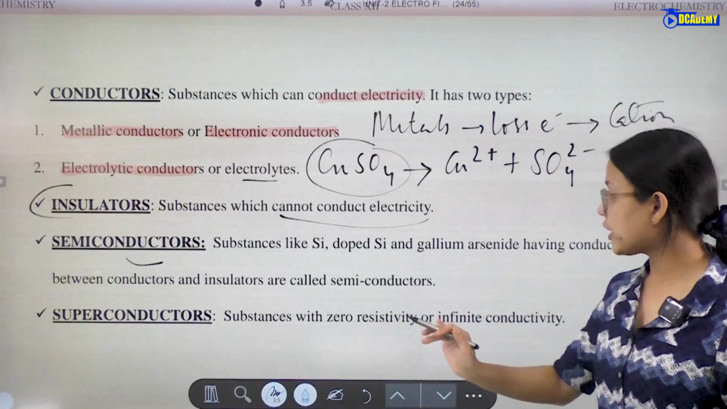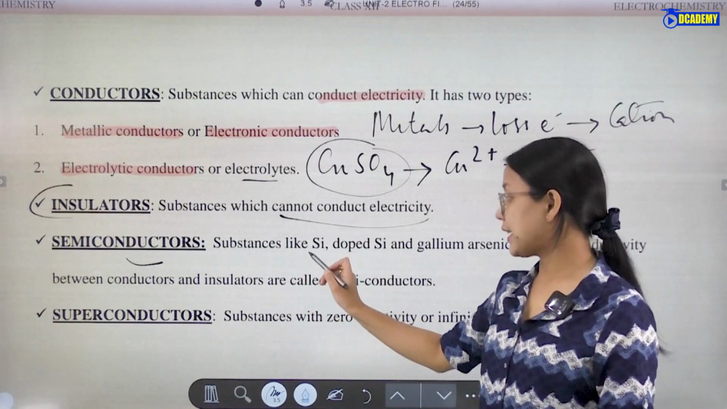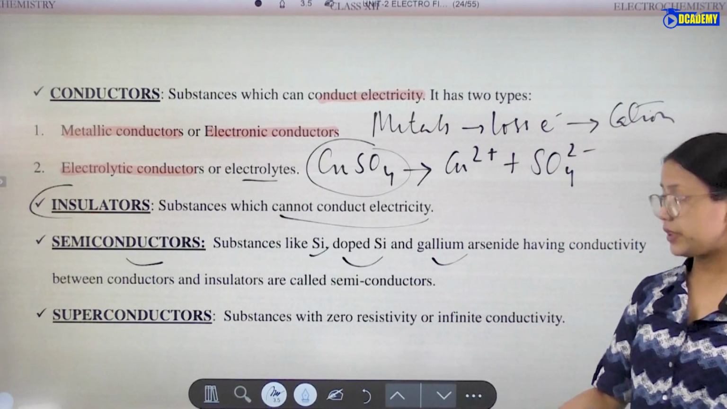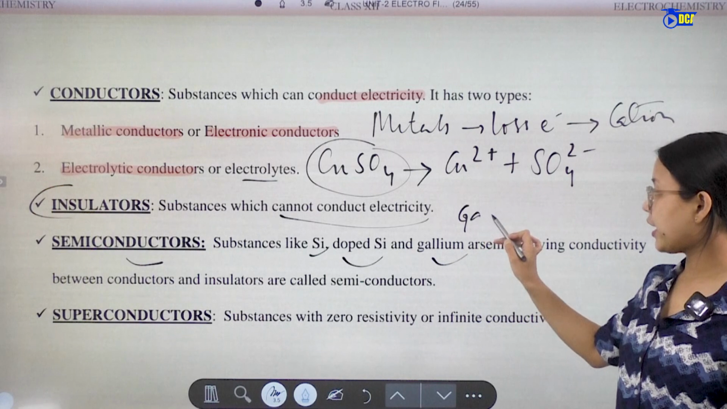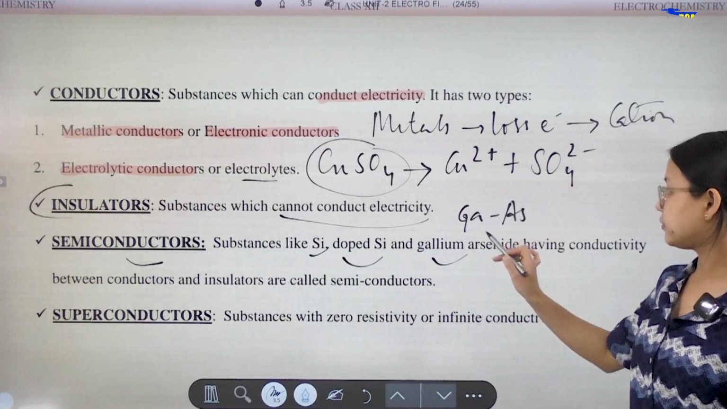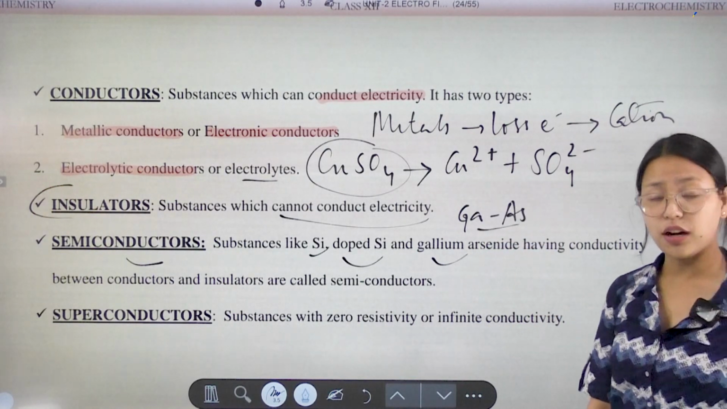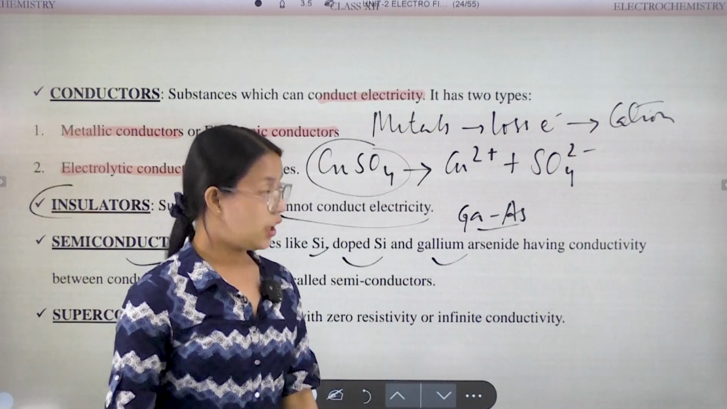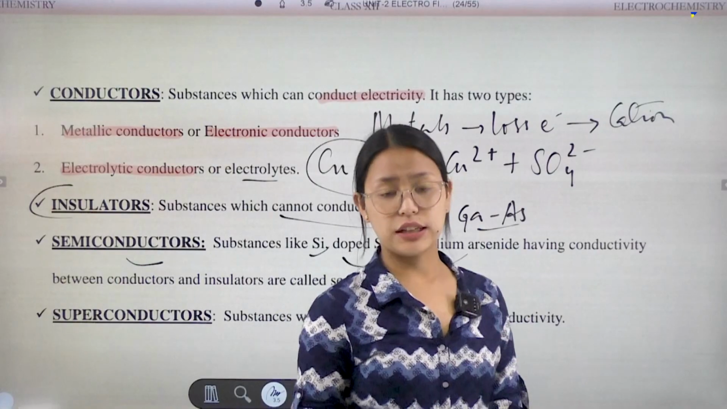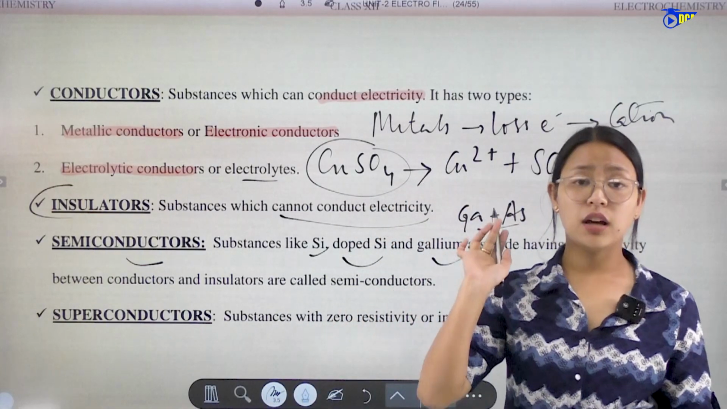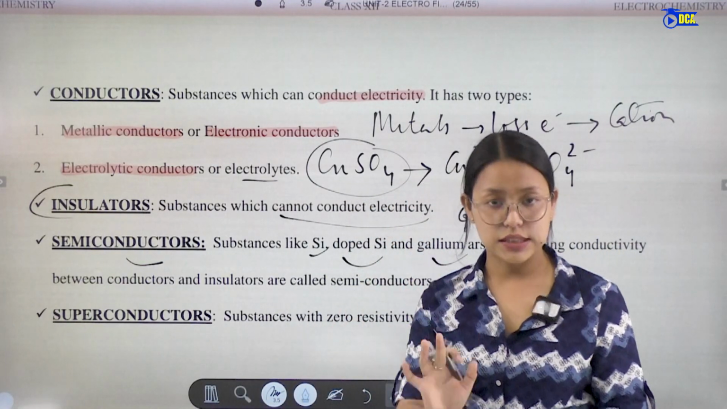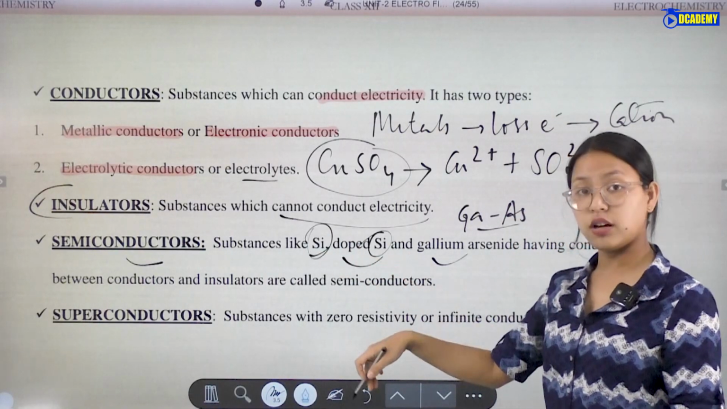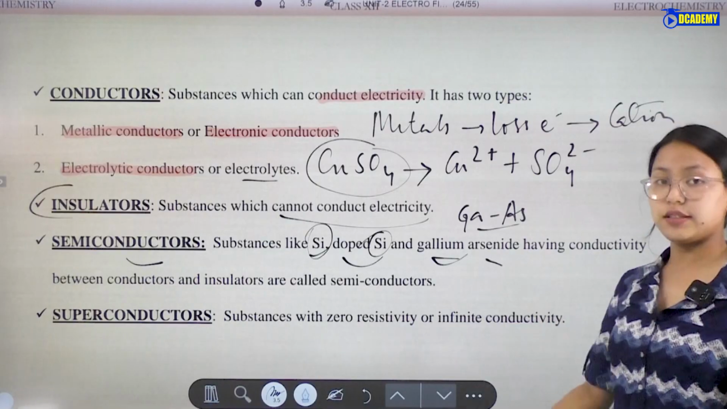Semiconductors include substances like silicon, doped silicon, and gallium arsenide, a mineral compound. They form a type of substance known as a semiconductor: silicon, doped silicon, gallium and arsenic.